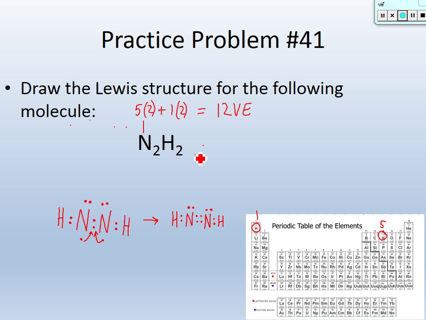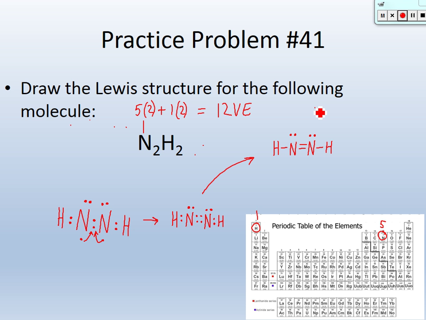So now, we just got to remember that if it's a shared pair between 2 different atoms, we draw a covalent bond with a line. So let me draw that up here. So this Lewis structure will look like this. And remember, our lone pairs above the nitrogens will stay there.